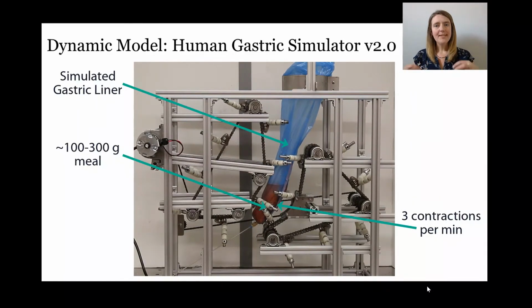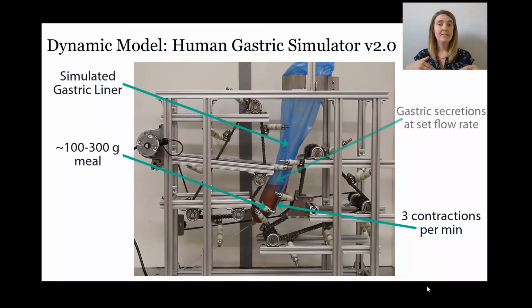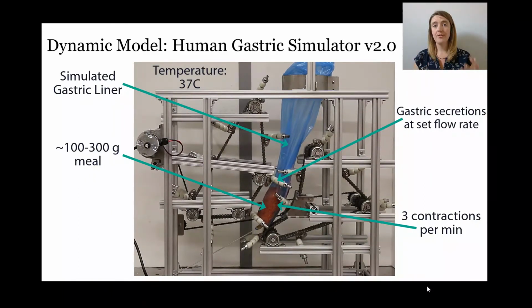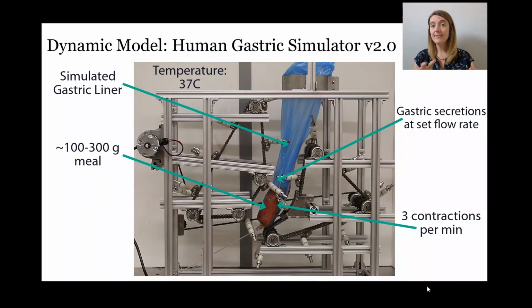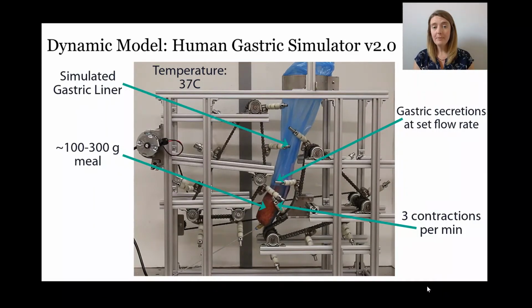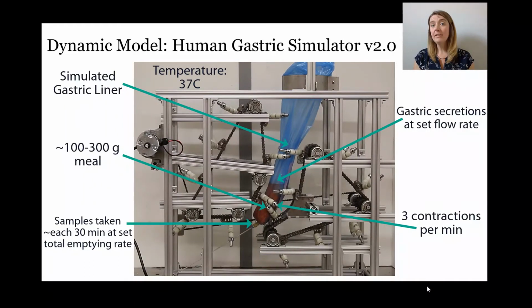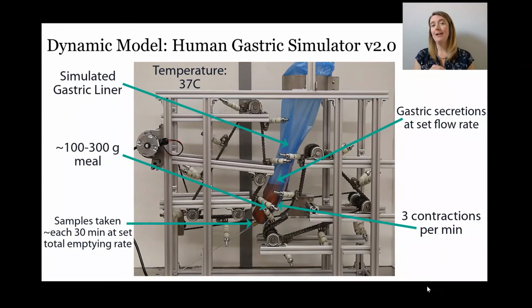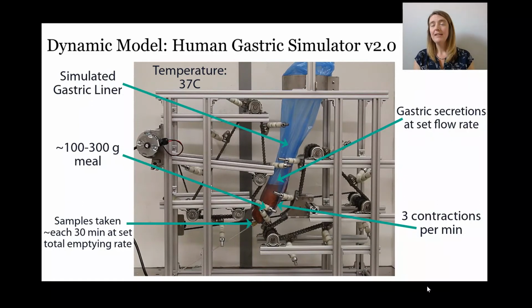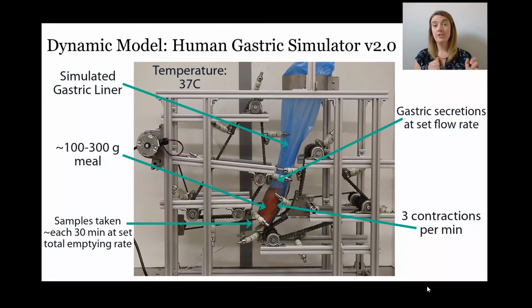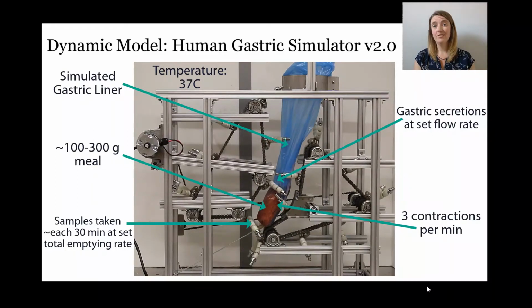So once our meal goes in, we have secretions that are pumped in at a certain flow rate. We have our temperature control to 37 Celsius, which is not shown in this video, but it's done with a heat lamp. And then we take our sample from the bottom. Our simulated pylorus is essentially a tube at the bottom of our gastric compartment that we open up at each digestion time and take out a certain mass of material using a scale underneath.